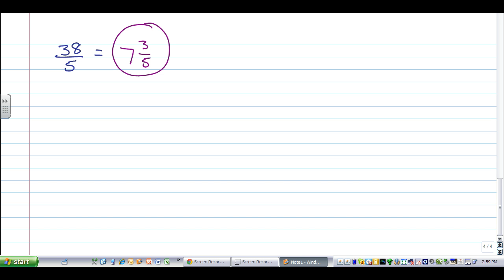There's the answer. Hope you got it right. Okay, now what we're going to do is take this mixed number and show you how you turn it back into an improper fraction.